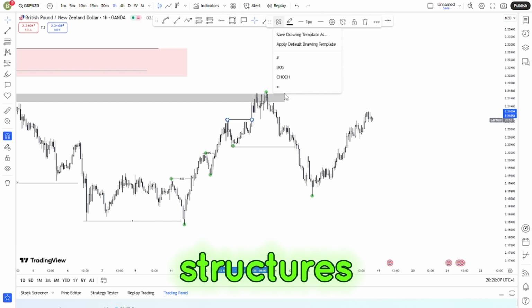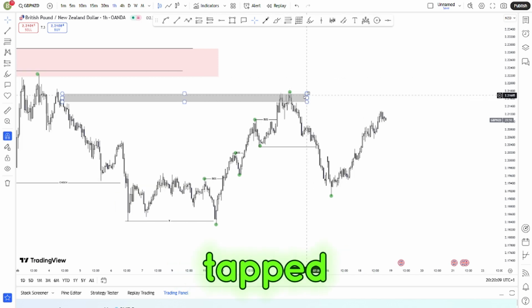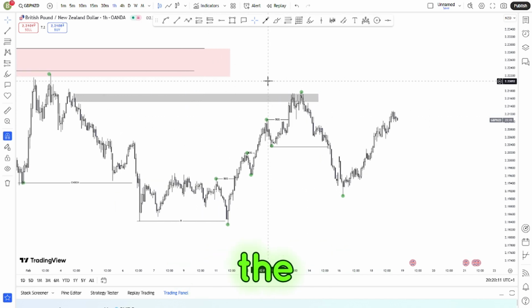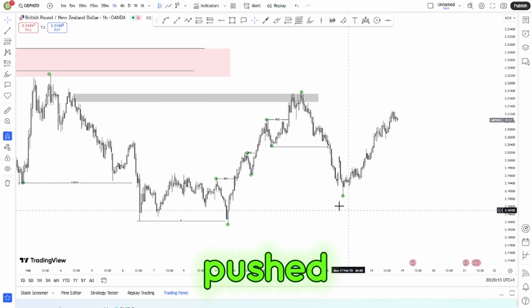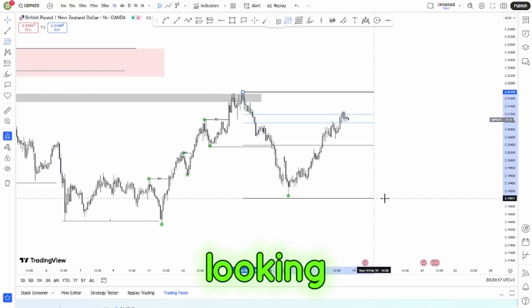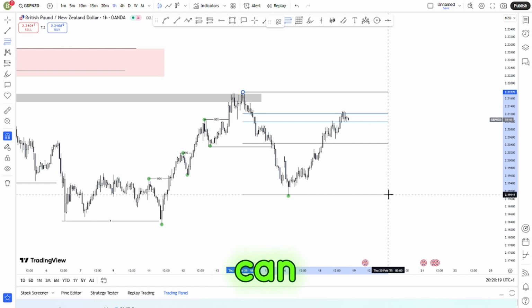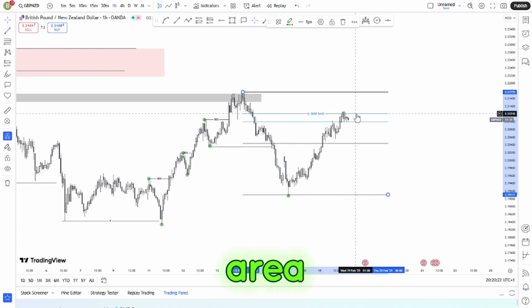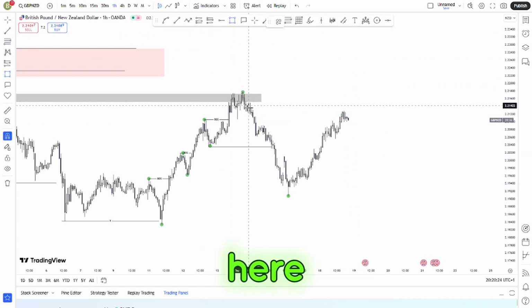So we are just breaking structures, pushing up until we tapped into this nice zone here. That is when the market reacted like this, pushed down, and then gave us a push back to the upside. And then we are looking for areas of value. So as you can see, we're already at that area of value, which is this one here.